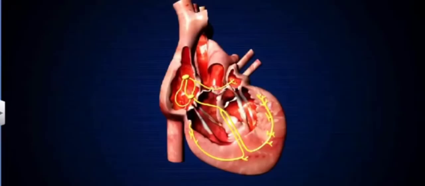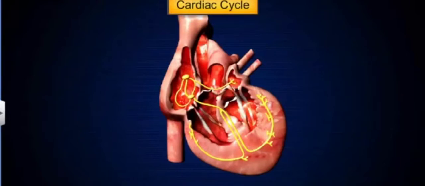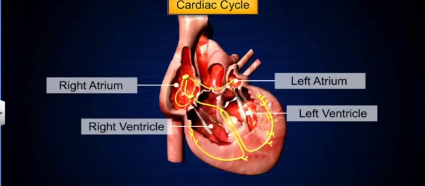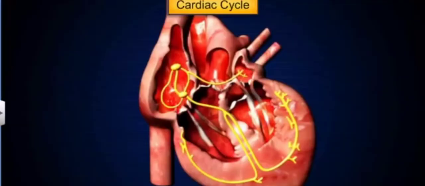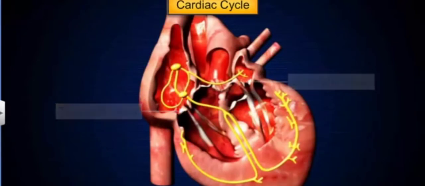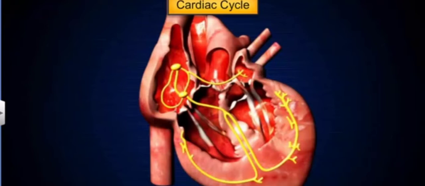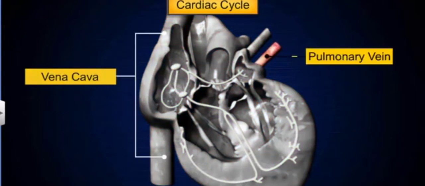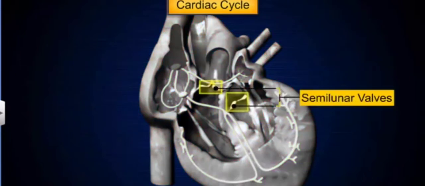The cardiac cycle starts with the four chambers in a relaxed state or joint diastole. The atrial pressure causes the bicuspid and tricuspid valves to open. This allows the blood to flow from the vena cava and pulmonary vein into the right and left ventricles through the right and left atria respectively. The semilunar valves are closed at this time.